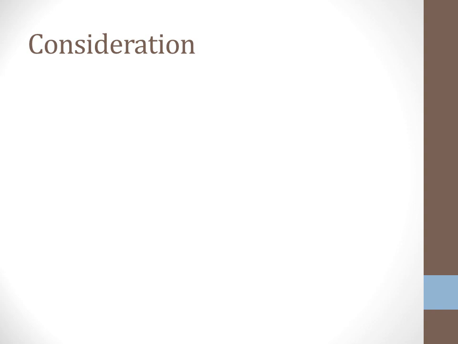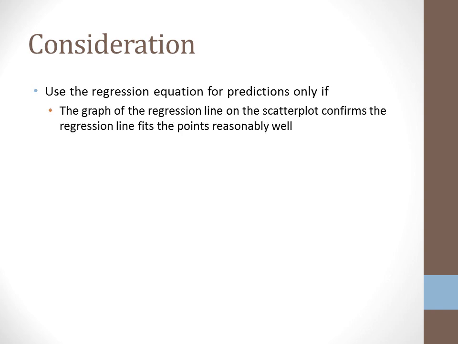Regression equations are often used for predicting values of one variable given some specific value of another variable. There are several cautions that should be considered whenever you're interpreting the predicted values. Use the regression equation for predicting only if the graph of the regression line on the scatter plot confirms that the regression line fits the points reasonably well, in other words, only if error is small. The prediction value is not perfect. In general, there will always be some error between the predicted values on the line and the actual data.